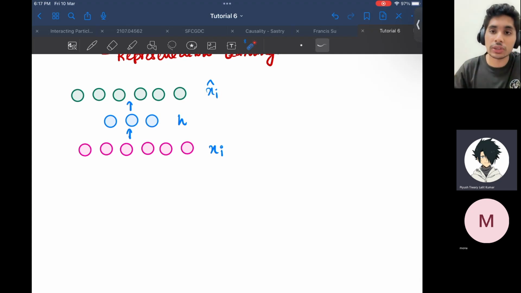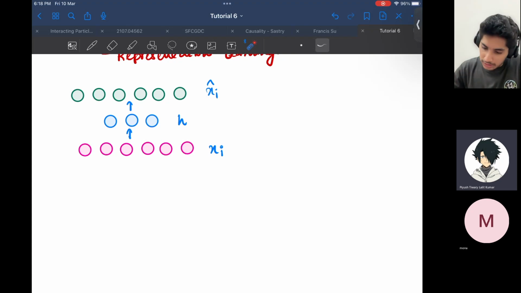And how are we ensuring that h is meaningful? We are saying h should be meaningful because I am constructing h using xi, the original data. I hope the idea is clear. If not, maybe you can just unmute yourself and ask questions.